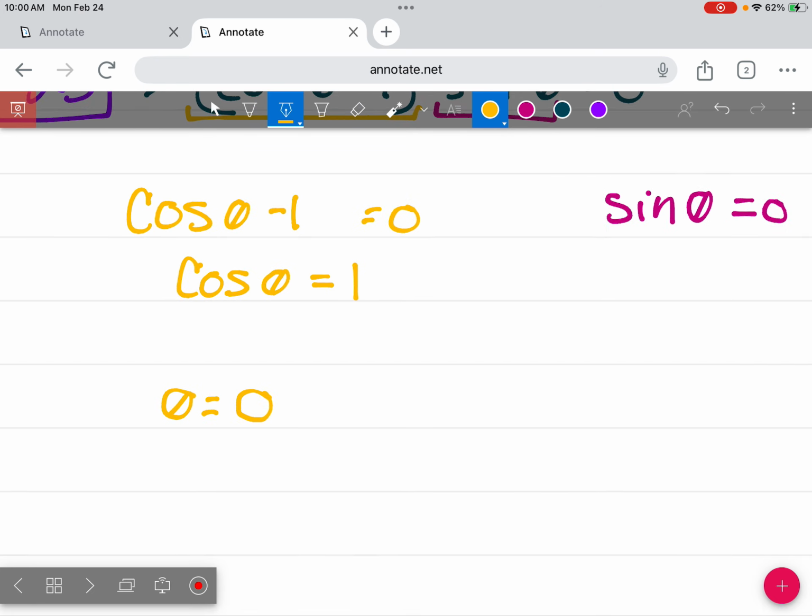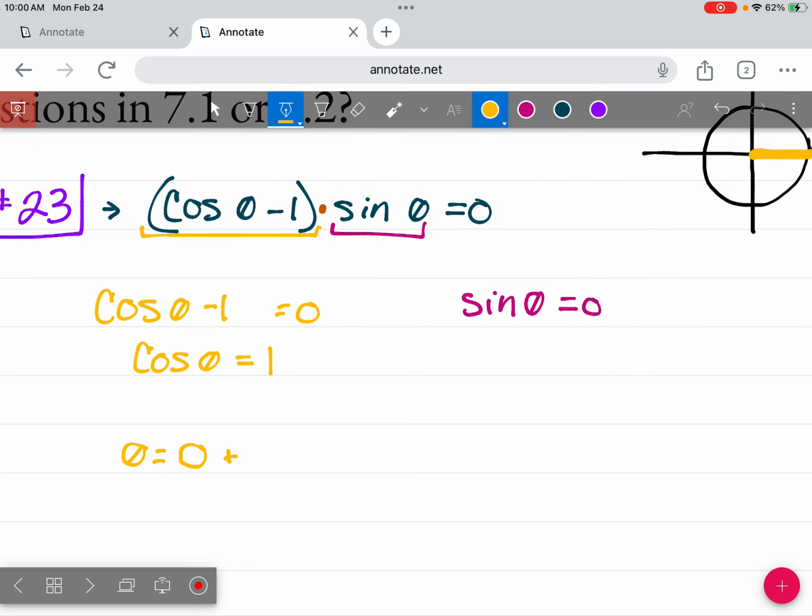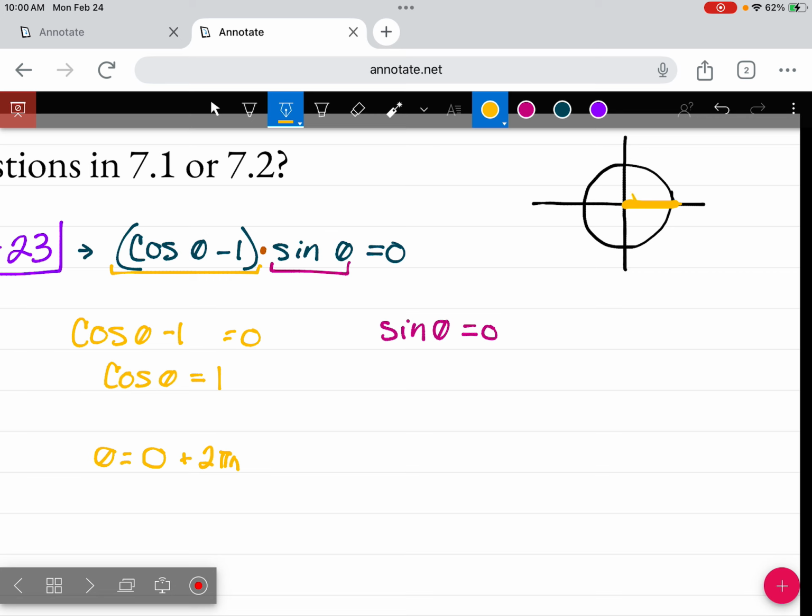So our theta has to be 0 or... I was going to say, because where do we get our 2 pi n? Because this is our guy that equals 0. Let me make that thicker. This one. But we also need all of our coterminal angles. So we need to include that plus 2 pi n to include all those coterminal angles. Because that would be true for 0. It would also be true for 2 pi. It would also be true for 4 pi. It would also be true for 6 pi, 8 pi. I could keep going round and around and around.